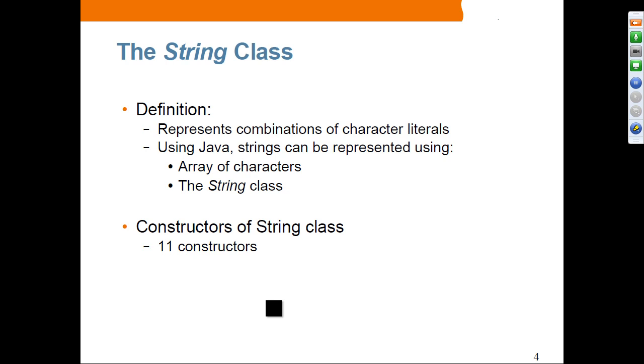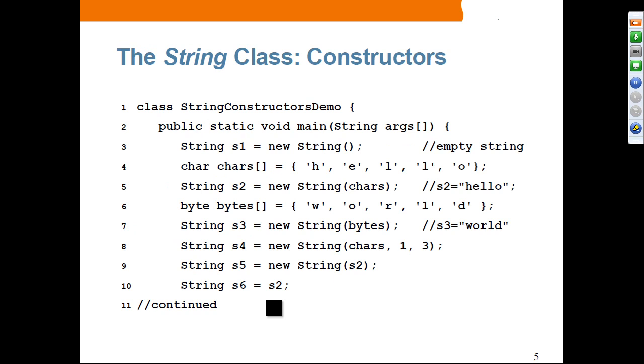String has a bunch of constructors. So, examples: you can create an empty string like this. You can have a character array like this, and then you can create a string from the character array. And you can create a byte array, and then you can create a string from the byte array. And you can specify the index, so this is the second byte and this is the fourth byte, so you're actually starting from the second byte to the fourth byte. And you can create a brand new string from another string, and you can obviously assign this string to another string.